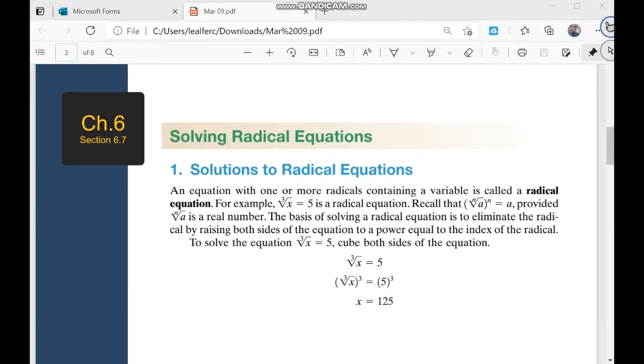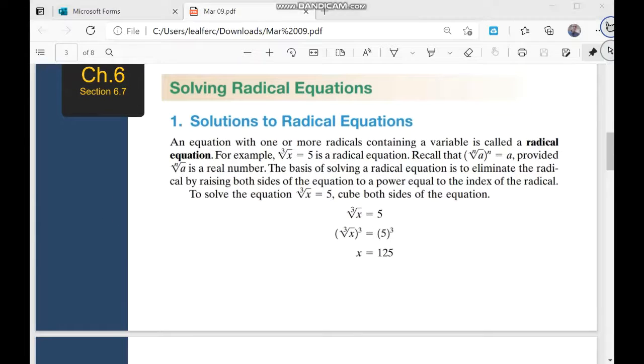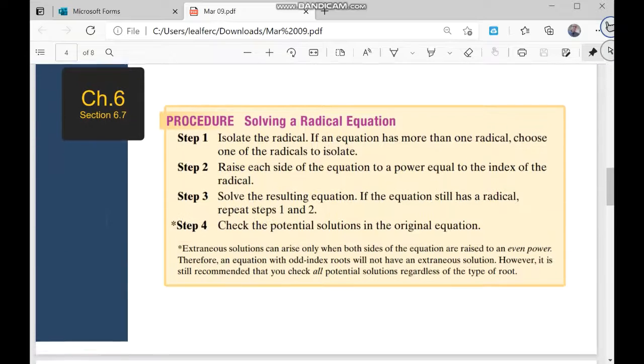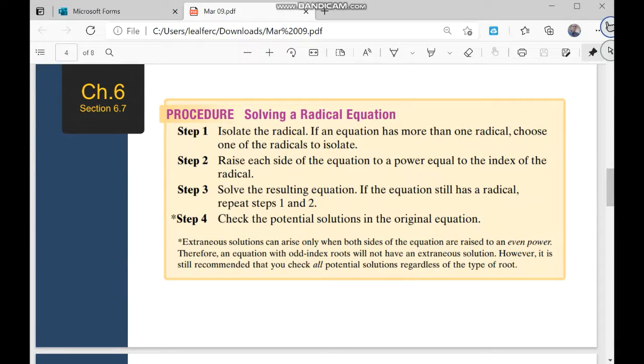Today we are talking about solutions to radical equations, and let's work on the procedure. Let's move on to the procedure to solve a radical equation. The first step, step number 1, is to isolate the radical. You're going to move everything that's not radical to the other side of the equation, and on one side only the radical, only the root, the square root, cube root, or any kind of root.